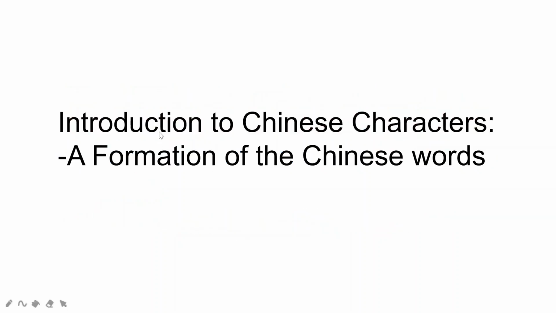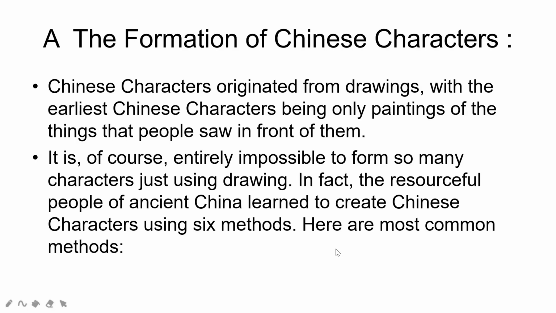Let's start. The formation of the Chinese words. The Chinese character originated from drawing, with the earliest Chinese characters being only paintings of the things that the people saw in front of them. It is, of course, entirely impossible to form so many characters just using drawing. In fact, the resourceful people in ancient China learned to create the Chinese characters using 6 methods.